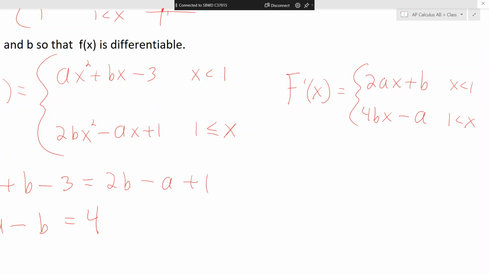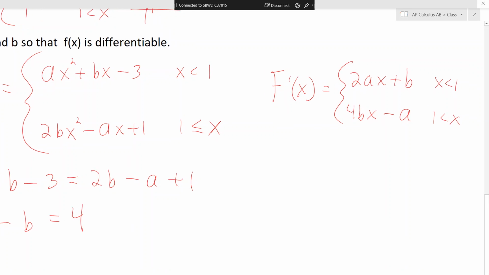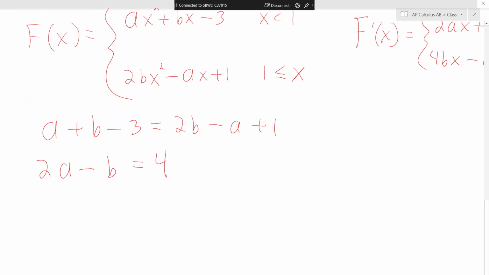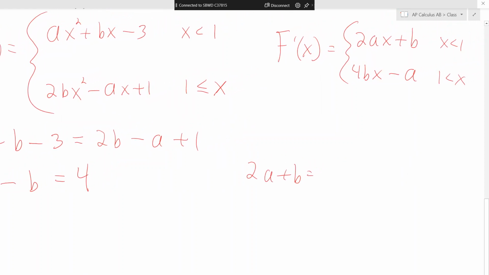Everybody with me? We're going to plug in 1. So with the continuity question and the limits test, a lot of y'all could get to the equations, and you messed up the algebra trying to find the answers. Okay, so I'm going to show you how you should do this to keep things simple. But if you put a 1 in there, you're going to get 2a plus b right over here. 2a plus b had better equal 4b minus a.